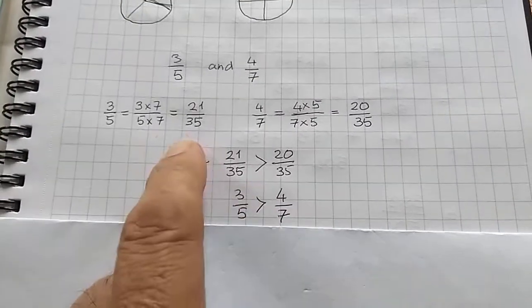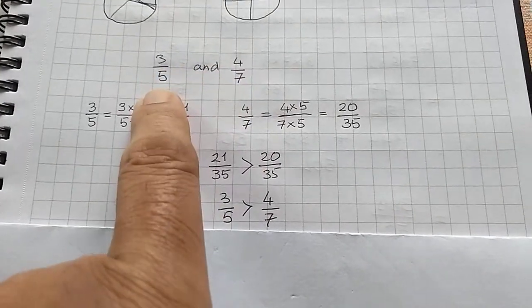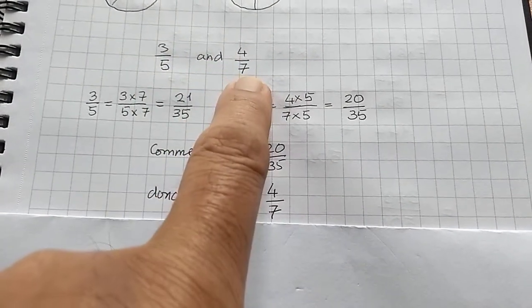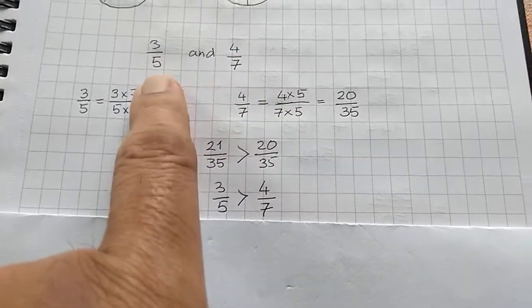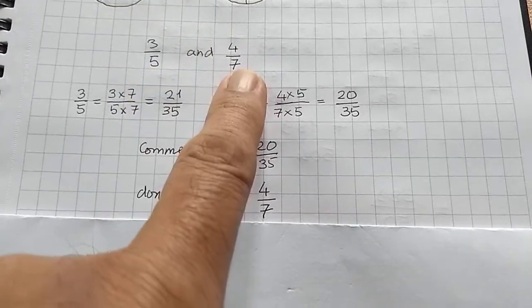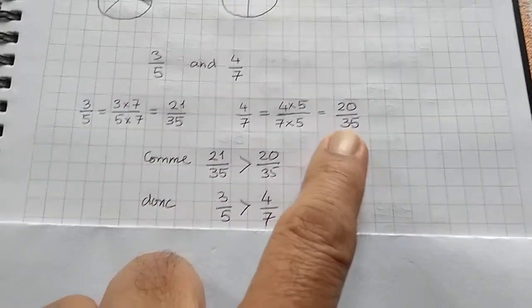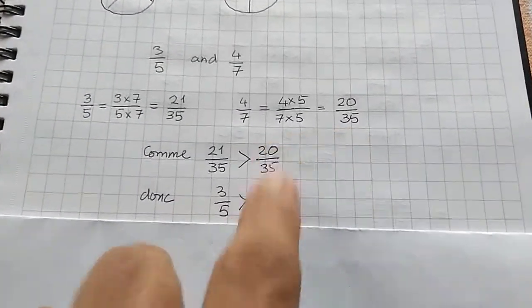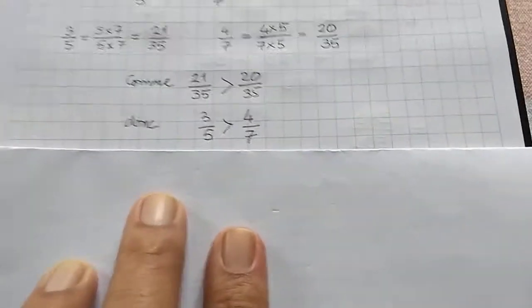Why did I multiply this by 7 and this by 5? Because if you multiply this by 7, you get 35. If you multiply this by 5, you get 35. So the simplest is you multiply with the other denominator. This doesn't give you the smallest common multiple. In this case it did, but it gives you a common multiple which is good enough to compare numbers or even to add them or subtract them.